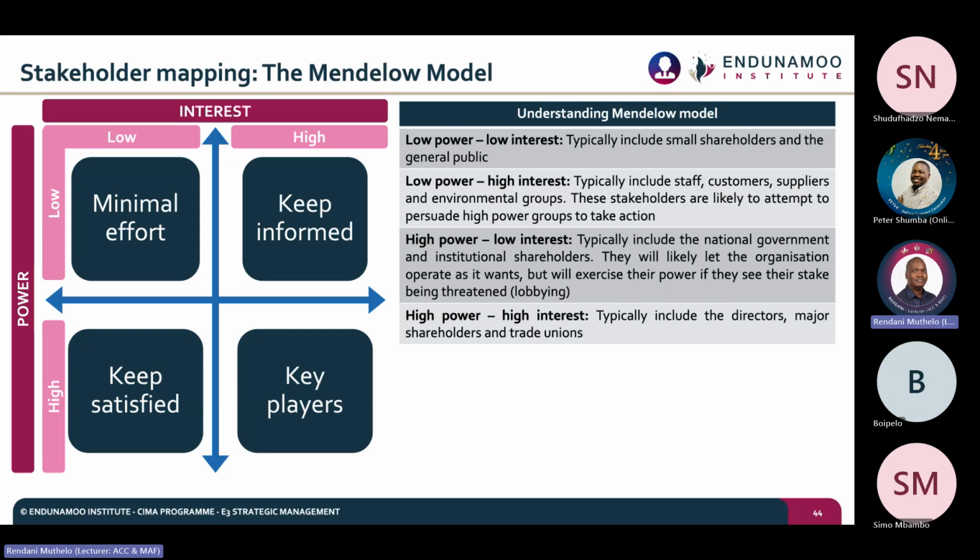So if we start with the first block, where there's someone with low power and low interest. So this is someone that has very little power. So if I say no, they cannot do anything. They cannot even threaten me in a way that I will care. Then interest, they also don't care. Whether I pay dividends, whether I don't, whether I comply with environmental regulations or I don't, they don't care. So if that's the case, then I should put minimal effort into dealing with them.